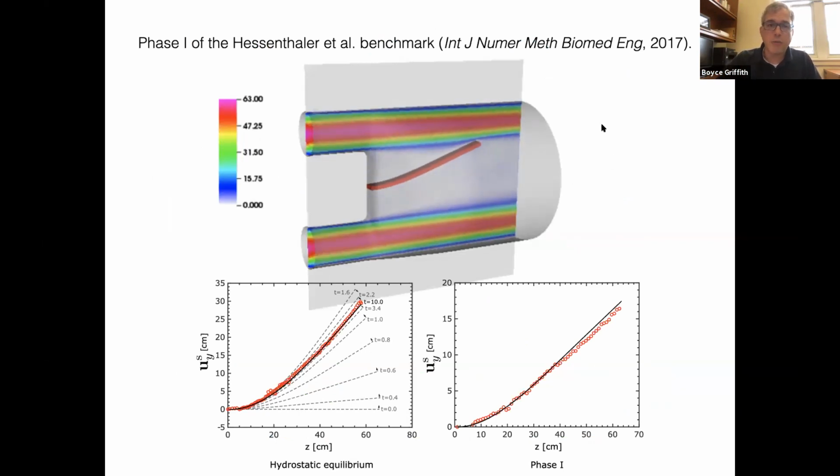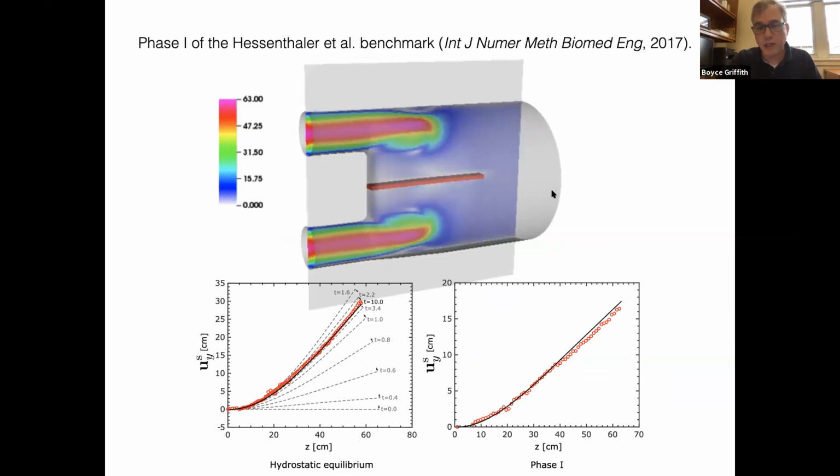So this is part one of the Hesthaven benchmark using a slightly different method that I don't have time to talk about right now, although if anyone's interested, I'd be happy to chat about it in the coffee break in a few minutes. This is looking at the so-called phase one of the benchmark. This is steady flow conditions.